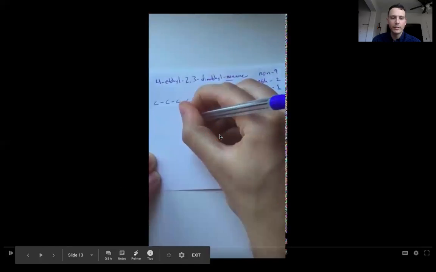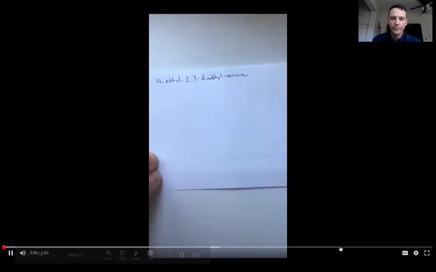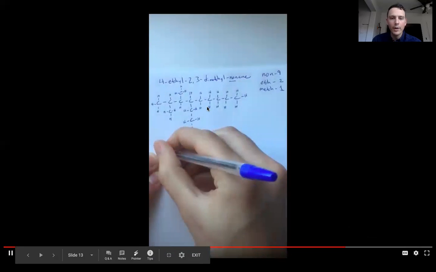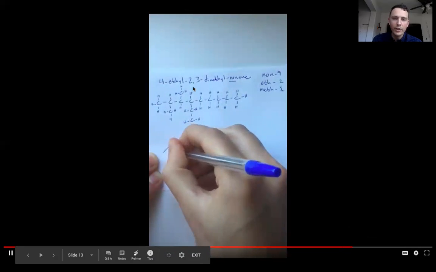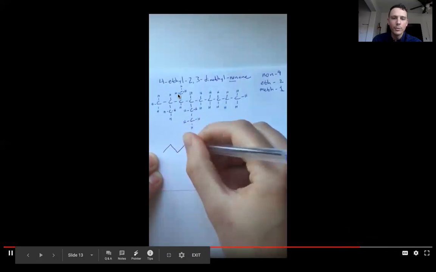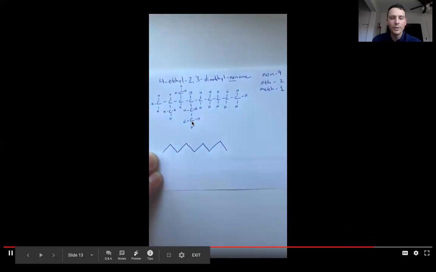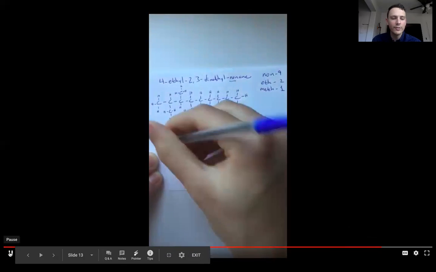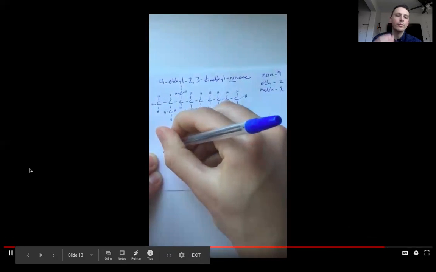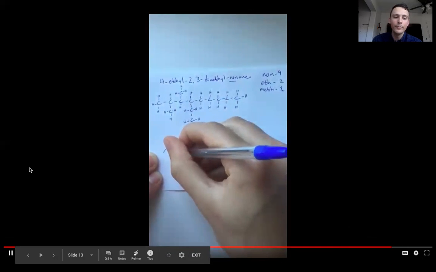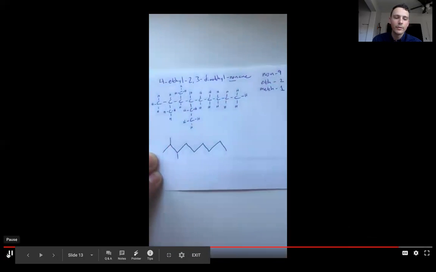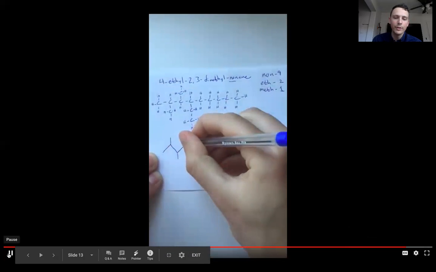Oops. So that would be what it looked like, right? We have our longest chain, our nonane chain, a methyl group coming off of carbon 2 and 3, then an ethyl group, meaning 2 carbons coming off of carbon 4. And in this one, I actually took the time to draw out the shorthand as well. We'll talk through that in a second.